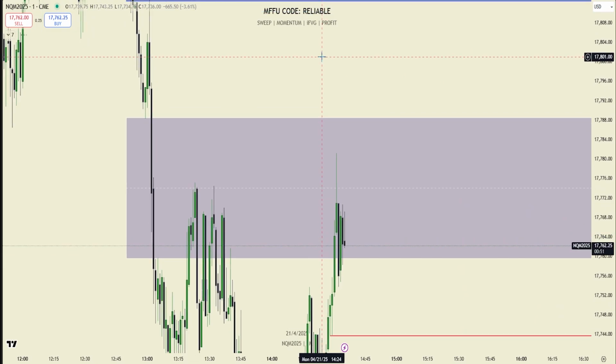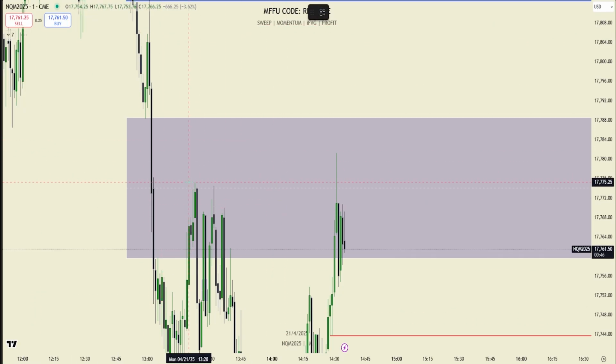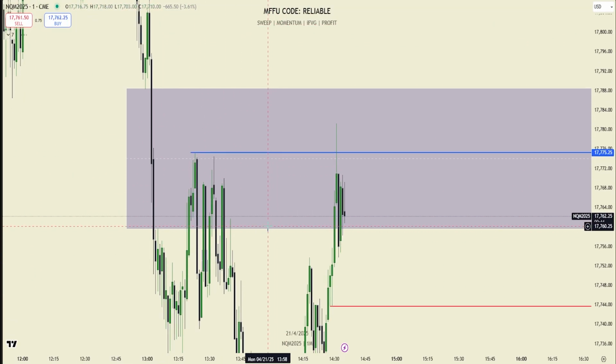So yeah, now we're just trying to figure out where the market wants to go, right? It's these reactions that we get to taking liquidity that really guide us and help us anticipate where the market's going to go.